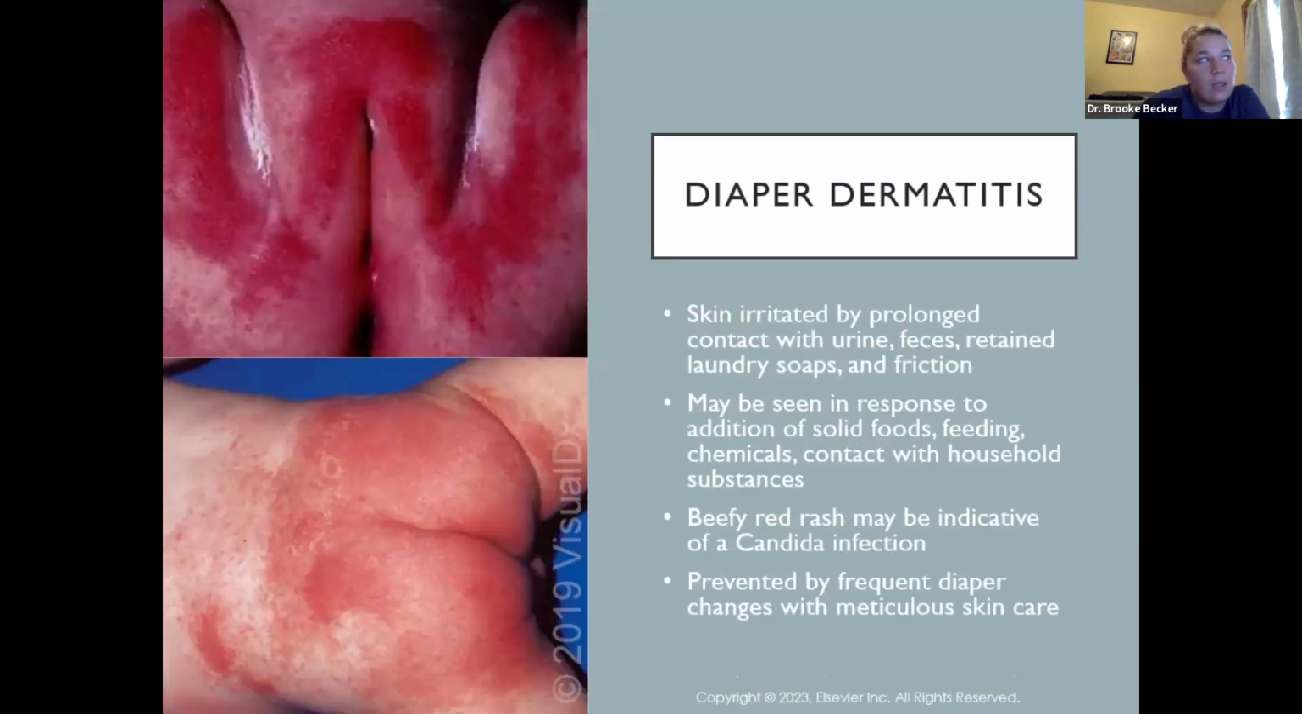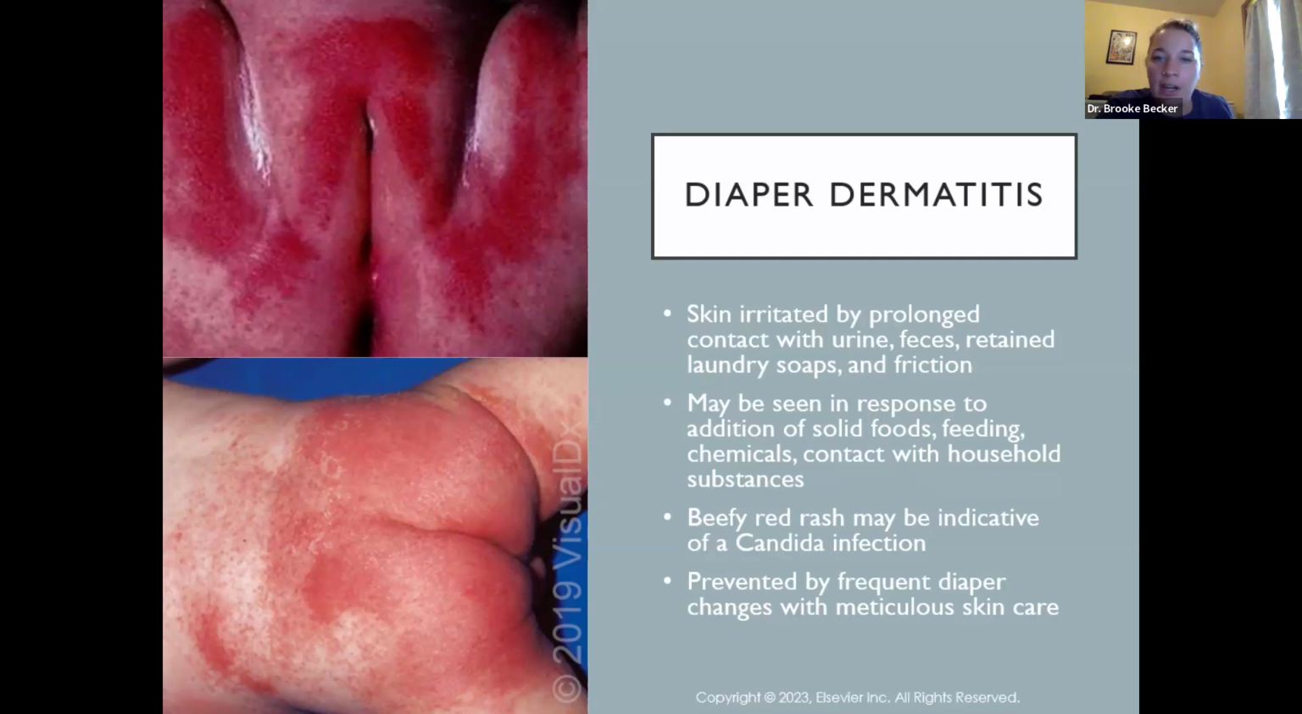Diaper dermatitis. So this is a terrible diaper rash, goodness. So obviously they are in prolonged contact with urine, feces. You know, if it's happening in their underwear or something like that, then it can be from laundry soaps or friction of the underwear being too tight and rubbing. It can also happen if babies are allergic to the foods that they're eating.